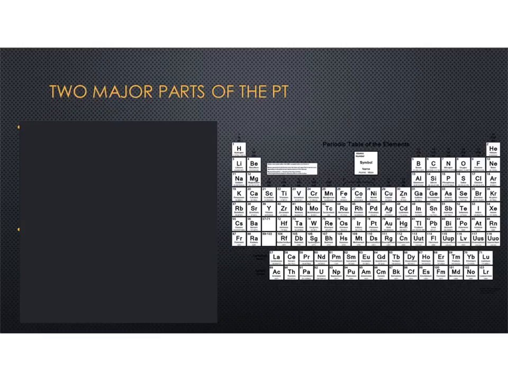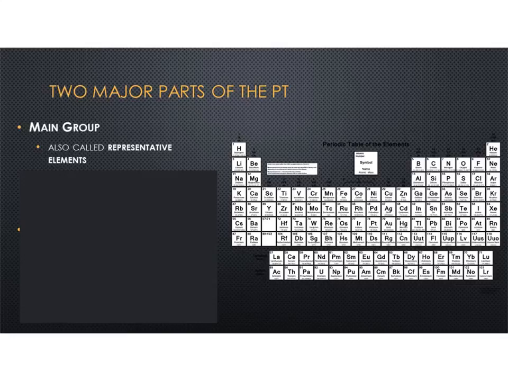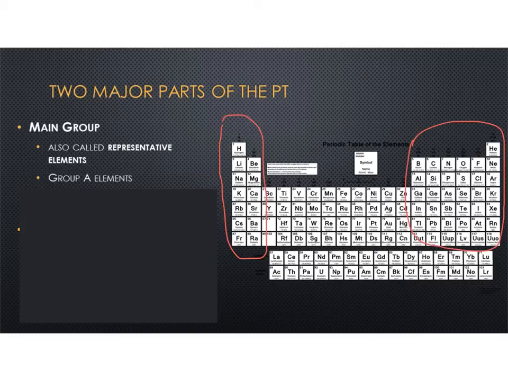There are 2 major parts of the periodic table. The first part is called the main group, also known as the representative elements. And there I have circled the main group for you. We also call these group A elements, and we'll see why in just a few moments. These are called representative elements, and they're considered the main group because, as I said earlier, the elements that are in the same groups have similar properties. They do follow that pattern.